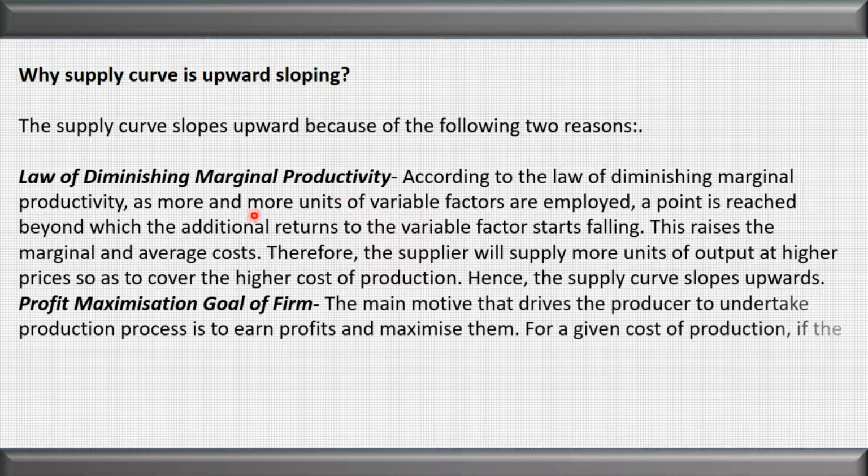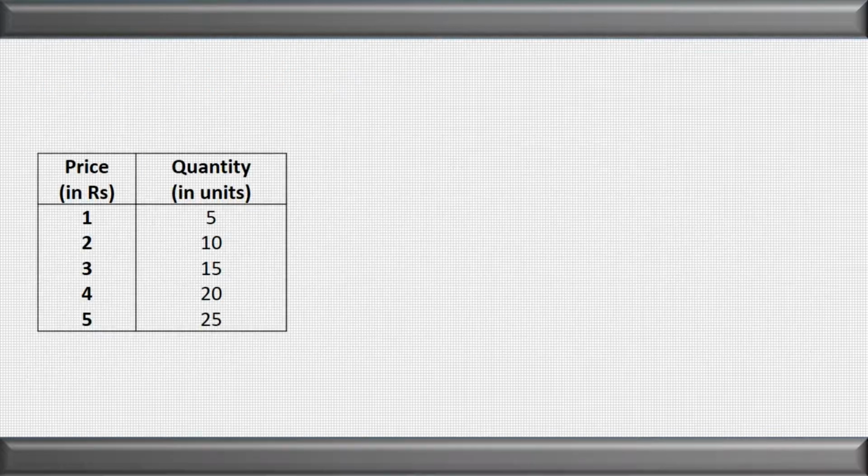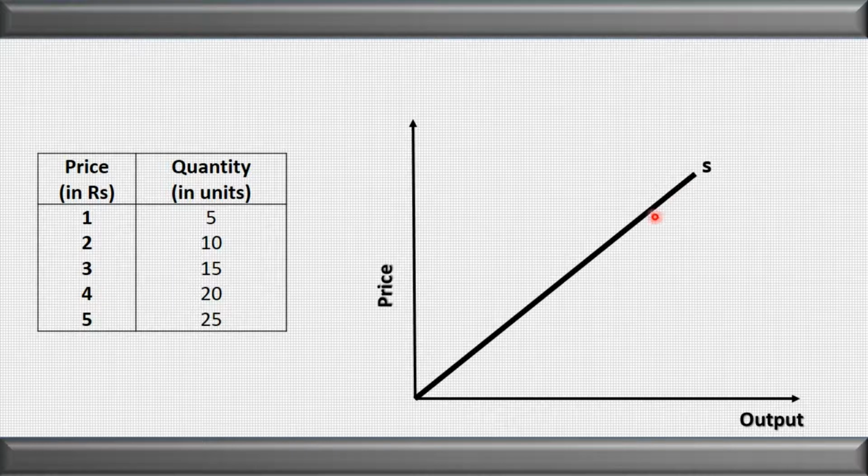The next is profit maximization goal of the firm. Remember one thing, mostly the main motive of the producer is to earn more profit. If the main motive of the producer is to earn more profit, he can only earn more profit when the price increases. So when the price increases, supply is also increasing. Why? Because of profit maximization. That is the main reason there is a direct relationship, and the supply curve is upward sloping. We can see over here, price is increasing. Since there is an increase in price, the supply curve is upward sloping.